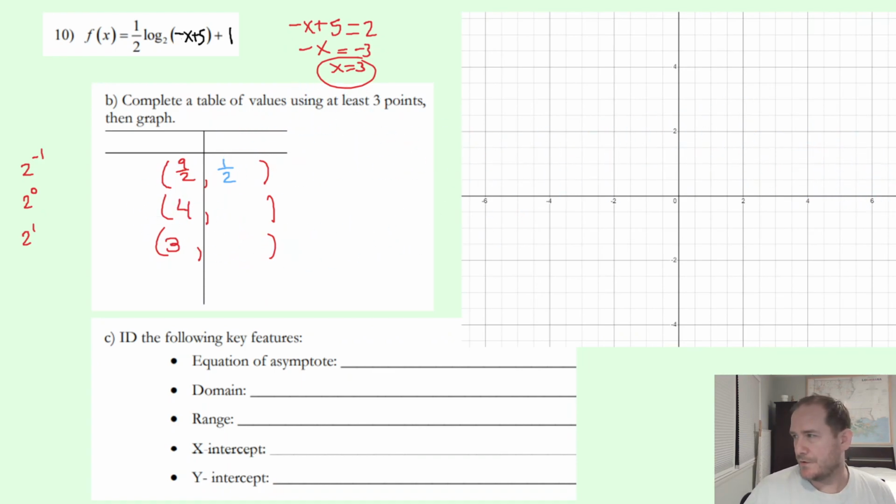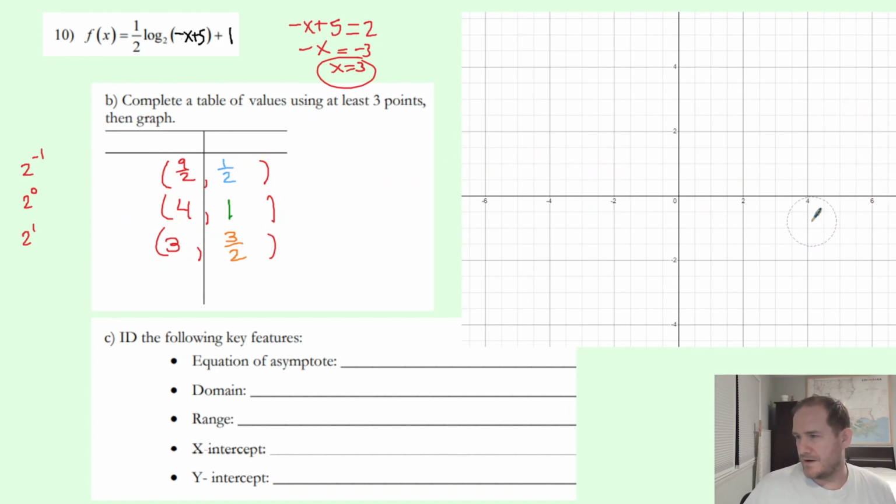Next, we plug in 4. And 4 gives us log base 2 of 1, which is 0, times 1/2 is 0, plus 1 is 1. And then plugging in 3 gives log base 2 of 2, which is 1, which gives me 1/2. 1/2 plus 1 is 3/2. So there's your 3 ordered pairs.